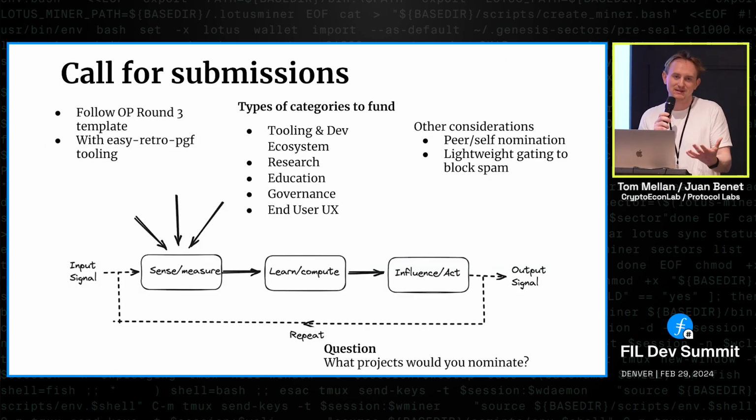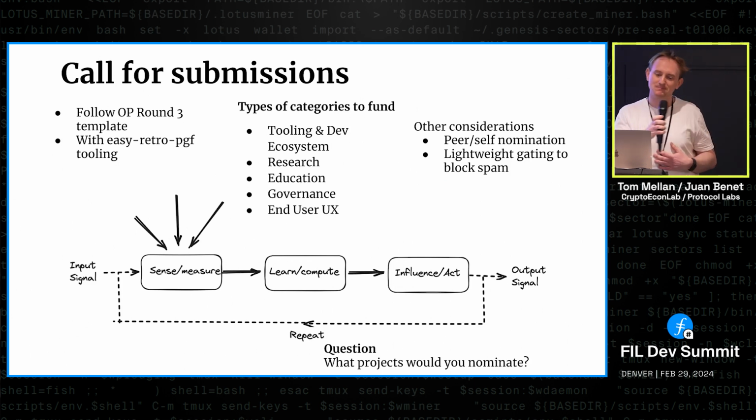So this is really what we're opening now: the call for submissions. If you think you're contributing to public goods and you want to be part of this, please nominate yourself or a group or someone else. The types of categories that we're interested in seeing applications for are things like tooling, research, education, governance, things that affect end user experience.